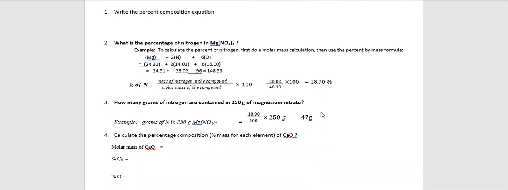Well, what if they asked what's the percent of the oxygen? Well, the oxygen would be 96 divided by the mass of the whole. Why 96? Because that's the mass of the oxygen, 16 times 6. 96 divided by the mass of the whole thing, again 148, times 100, and that will give me a percent.